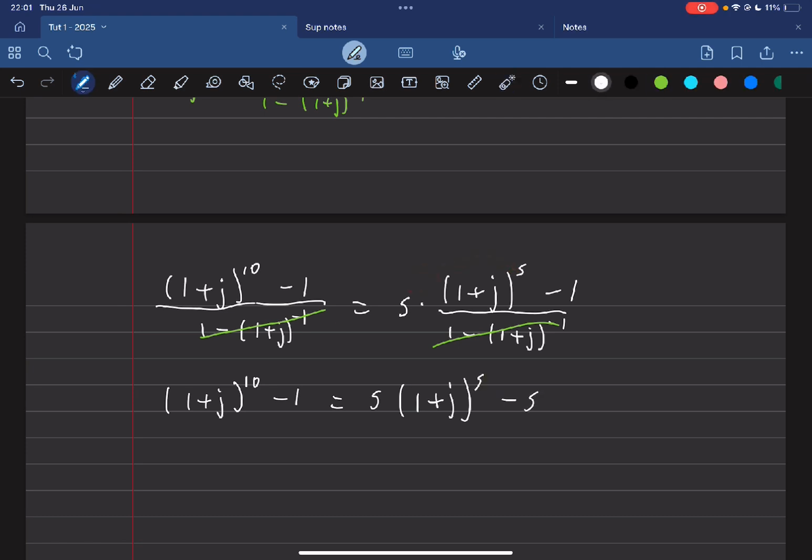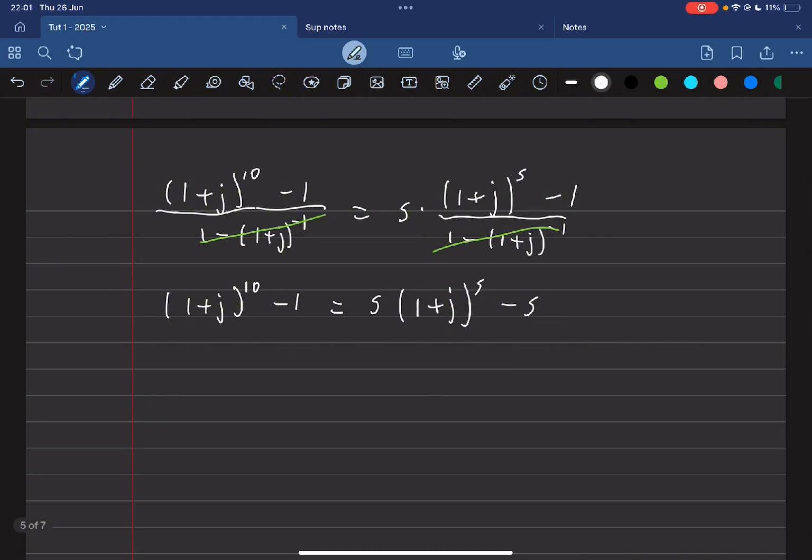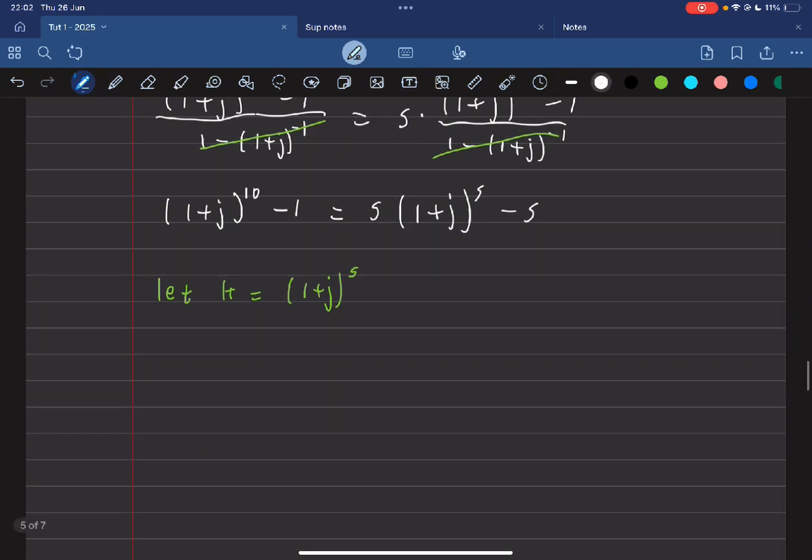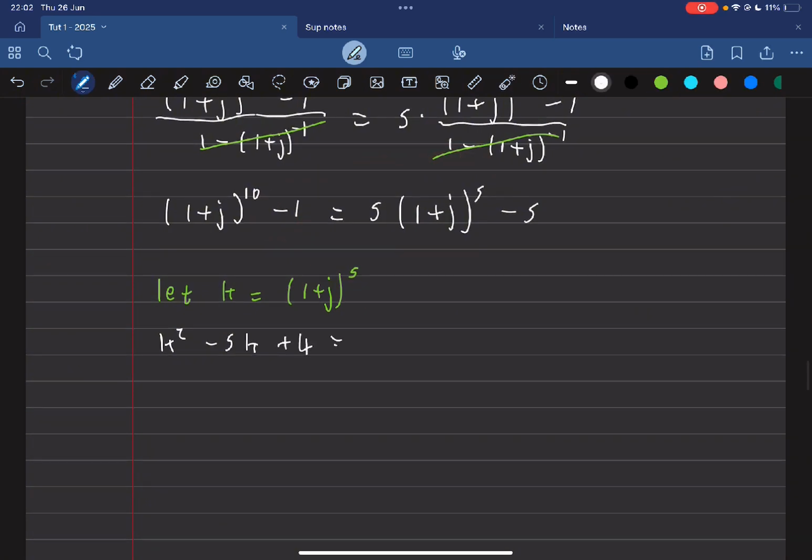Cool. So I can see this looks quite a lot like a quadratic because we have something to the 10 and something to the 5. So if we use the k method, we can get a quadratic. I'm going to say let k be equal to (1 + j)^5. So now this will become k squared. If we move this across, this will become minus 5k, and then you have a minus 1. You move this across, plus 5 becomes plus 4 equals 0.